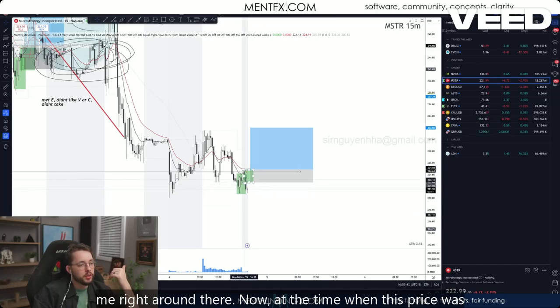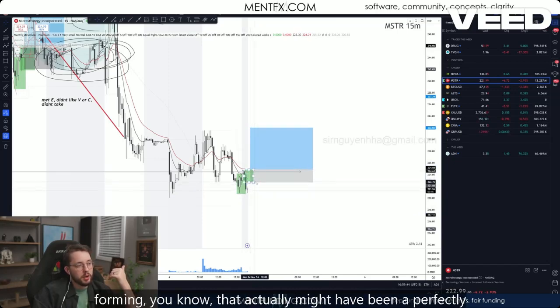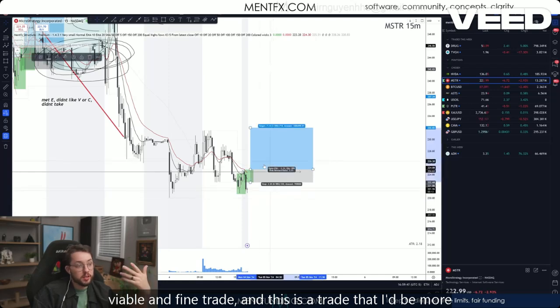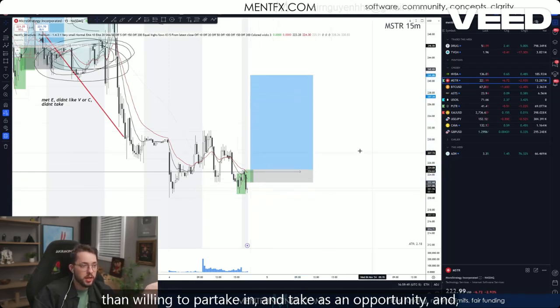Now, at the time when this price was forming, that actually might have been a perfectly viable and fine trade. And this is a trade that I'd be more than willing to partake in and take as an opportunity.